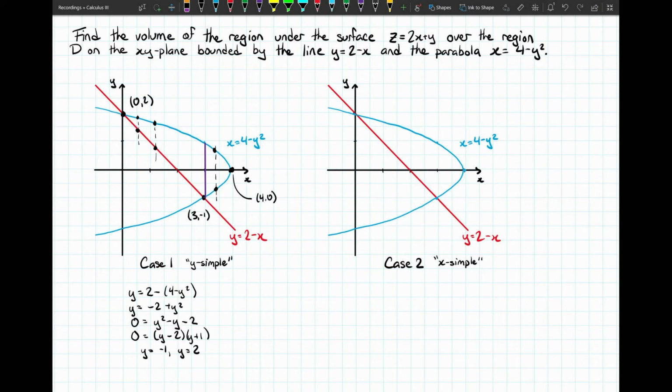This purple division line starts at the intersection points of the red line and the blue parabola. And now on the left, we have a y simple region. Maybe we'll call that D1. On the right-hand side, we have a y simple region as well. Call that D2. So we'll have to split up a double integral over D into a double integral over D1 plus a double integral over D2.